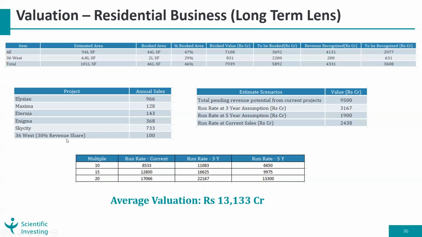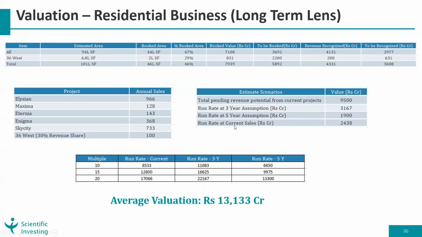For 36 West, they say 25 to 40% share based on different towers, but I have taken a 30% revenue share. Given they have almost 9,500 crore of pending revenue potential from current projects itself, I have taken 2-3 scenarios. This is the best case scenario where they sell the whole thing in 3 years, which looks highly uncertain seeing how Mulund is doing, and which is 3,167 crore annual revenue. Let us say if they're able to sell in 5 years, it becomes almost 1,900 crore revenue per year. I am not including any new project opportunity which is going to come in the next year, like Thane.